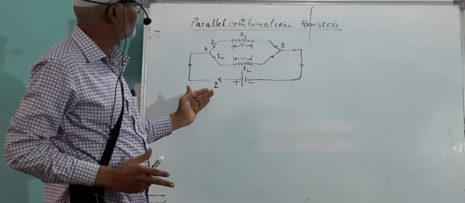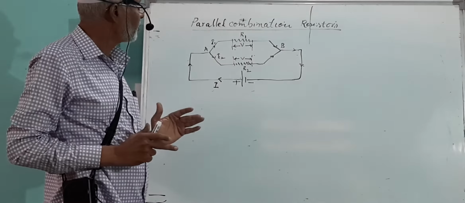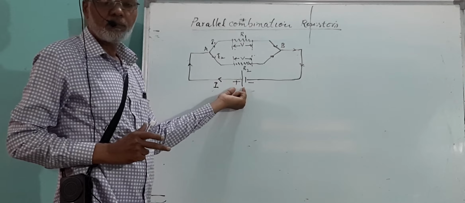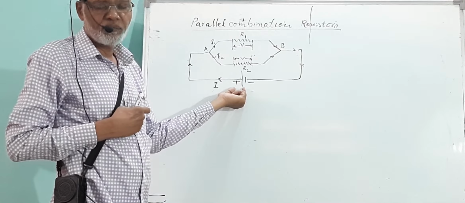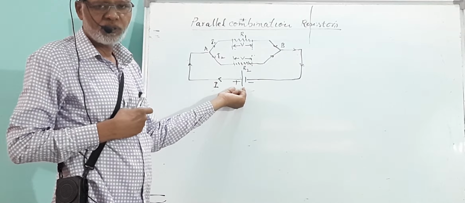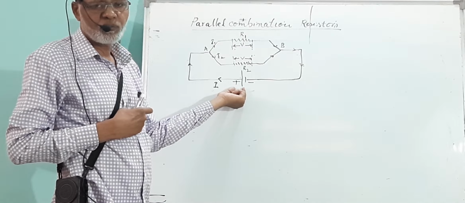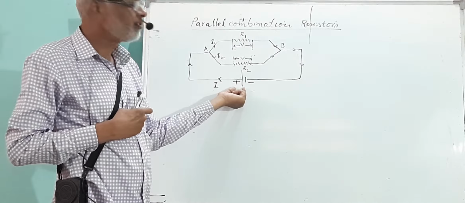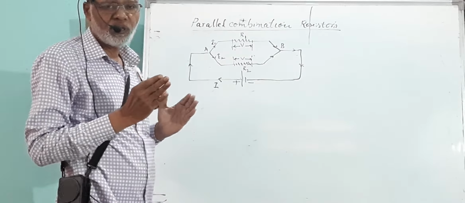Now you see that simply by connecting the resistors in parallel, you can't maintain the current in the circuit. So in order to maintain the current in the circuit, what do you have to do? You have to connect a battery. What is the role, the function, of the battery? The battery produces a potential difference.